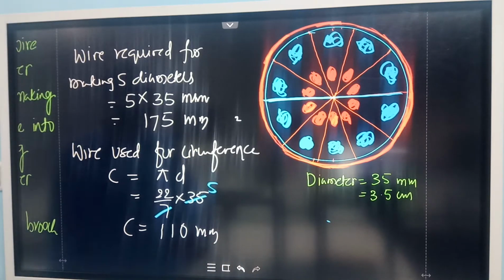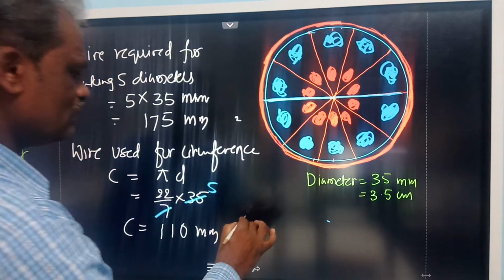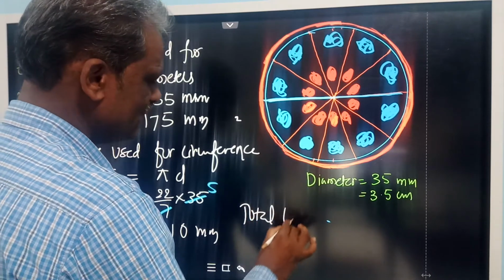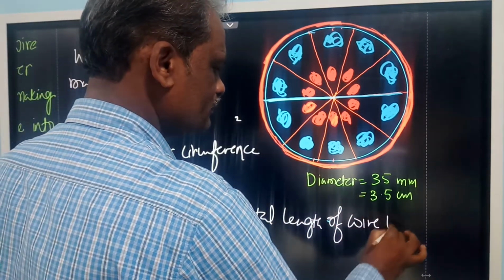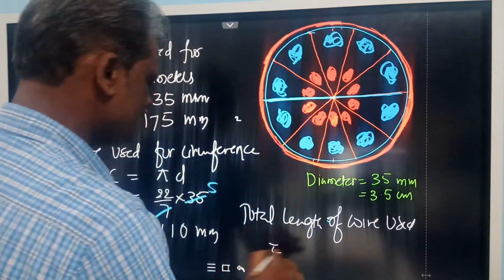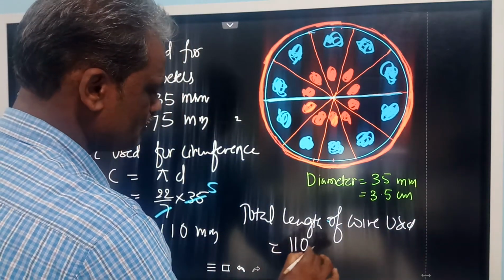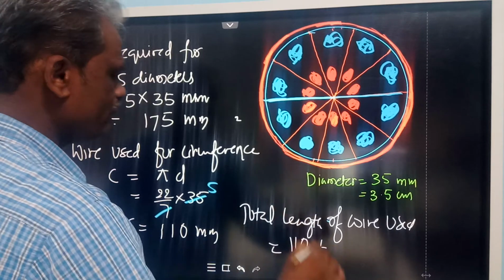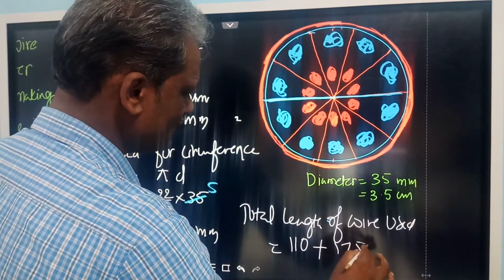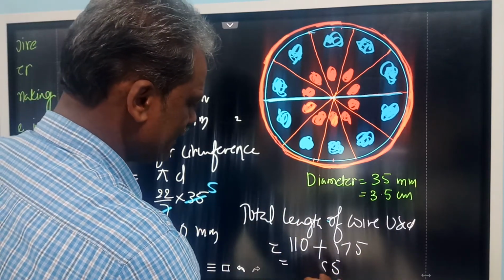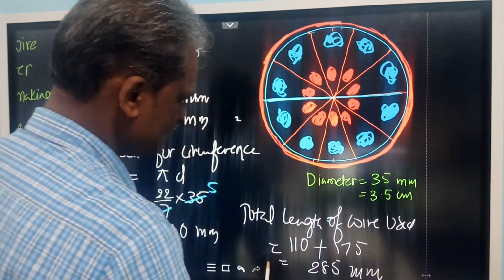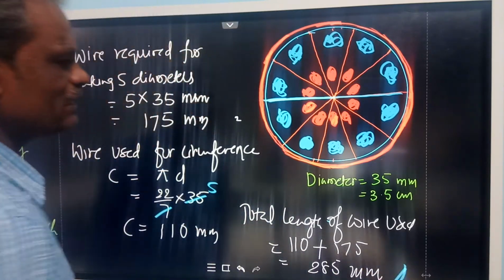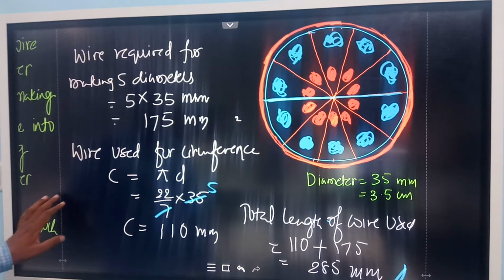So now the total length of wire used is equal to, for the circumference 110 plus, for the 5 diameters 175, which is 285 millimeter. So this is the total length of the wire used to make this brooch.